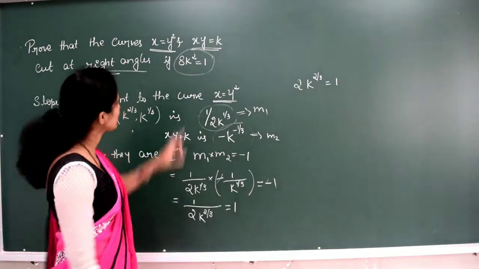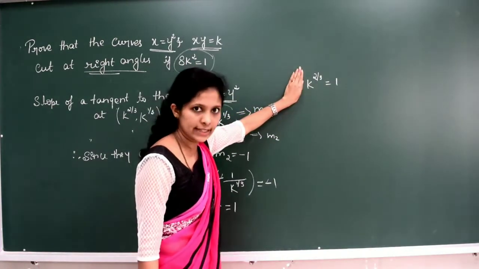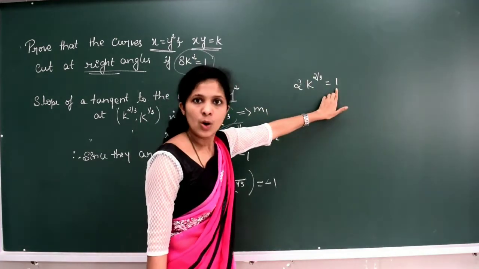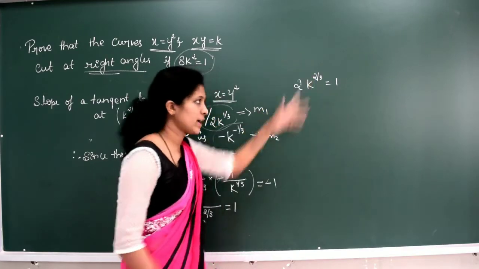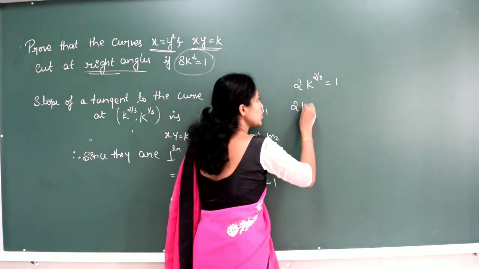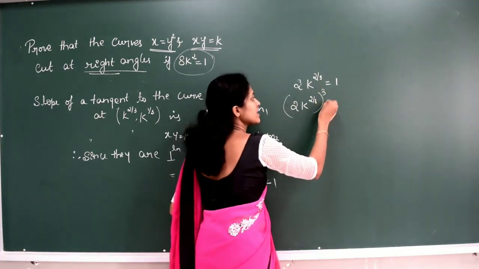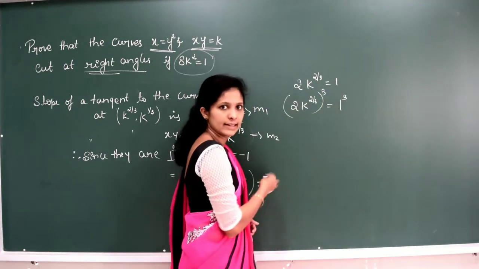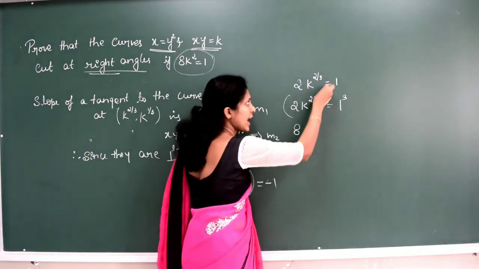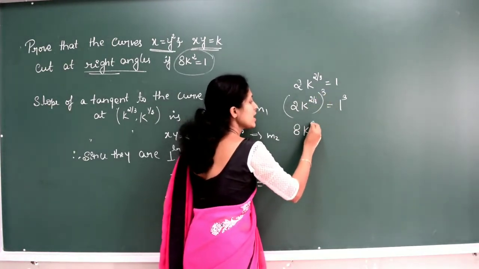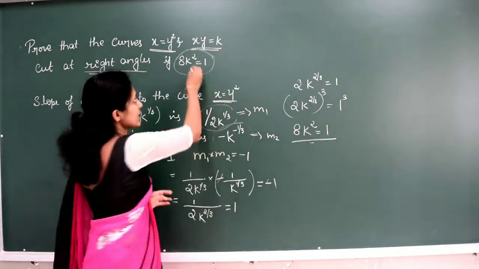Okay. What we have to prove? 8k square is equal to 1. So this should be 8 now, k square is equal to 1. Right? So we'll raise the power 3. Anyway, here 1 is there. So by raising the power 3, this is now 2 into k to the power 2 by 3 whole cube is equal to 1 cube. Clear? So 2 cube will be 8. I can cancel 3 and 3, so we are left with k square is equal to 1. So we proved that 8k square is equal to 1.